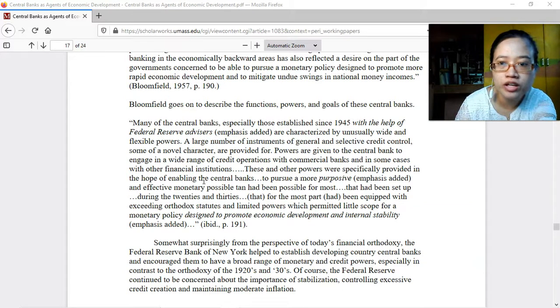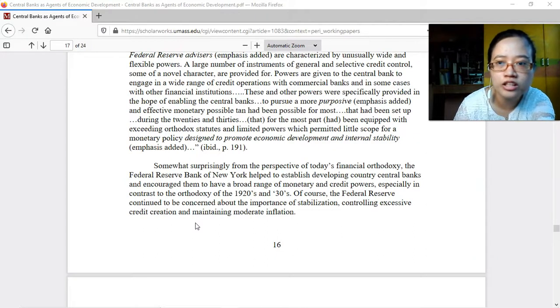These and other powers were specifically provided in the hope of enabling the central banks to pursue a more purposive and effective monetary policy than had been possible for most that had been set up during the 20s and 30s. For the most part, those had been equipped with exceedingly orthodox statutes and limited powers, which permitted little scope for monetary policy designed to promote economic development and internal stability. So again, the focus of monetary policy is price stability, right? Controlling inflation, ensuring the purchasing power of the currency. But the other goals are not given that much attention.